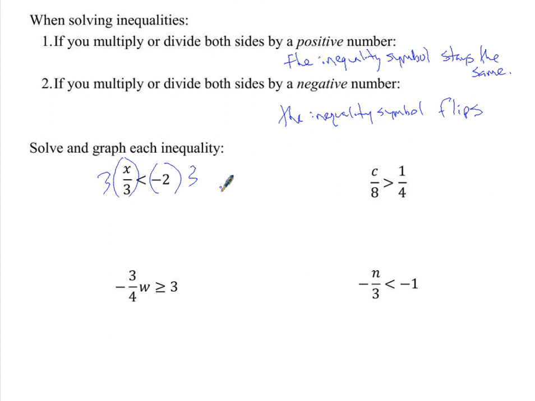On the left side I get what? X. On the right side I get what? Negative 6. And my inequality symbol is going to, well, it's less than now.